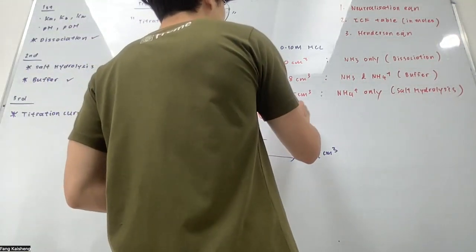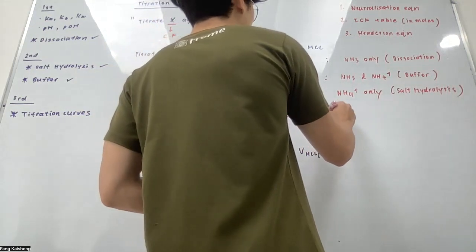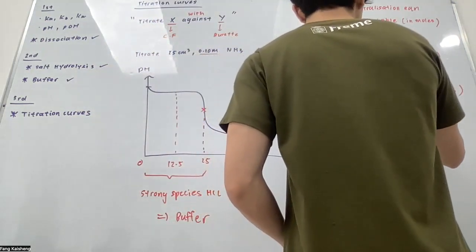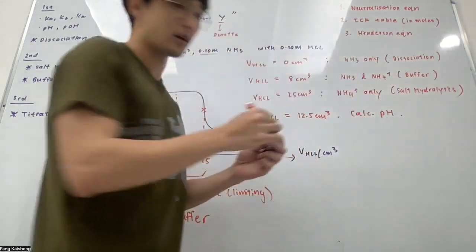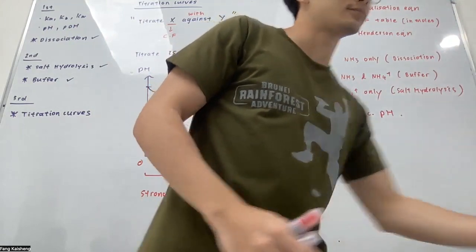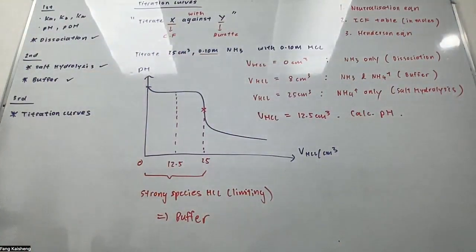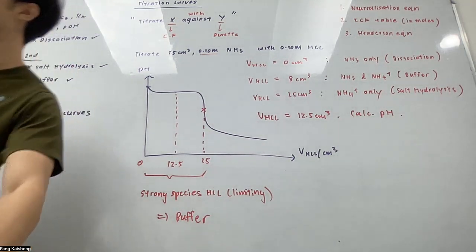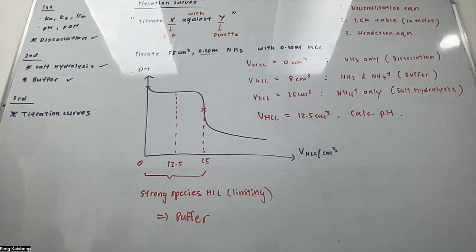What about volume of HCl at 12.5? Can someone just calculate the pH at this point? An additional one. Come, let's try this. Tell me what the pH is at 12.5 cm3. I don't want to see a lot of calculation because I already told you the concept is important. Never mind, I'll just practice the other way.